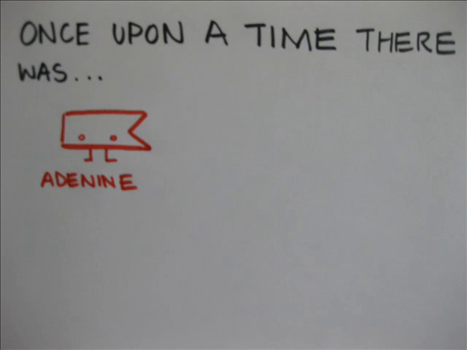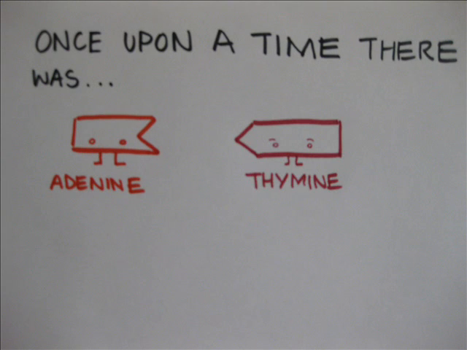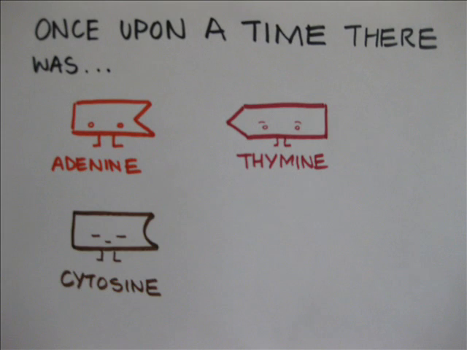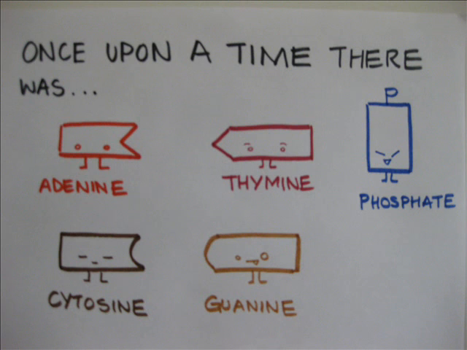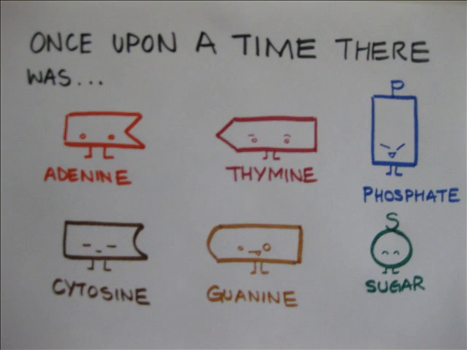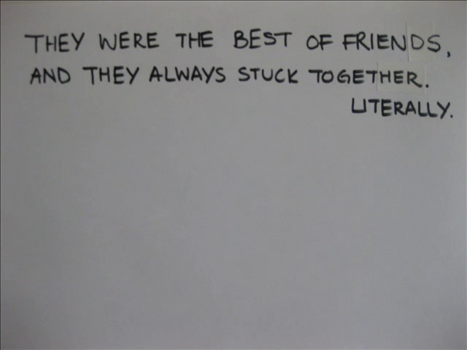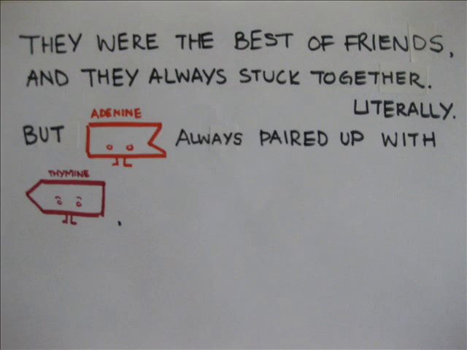Once upon a time, there was adenine, thymine, and cytosine, and, of course, guanine. Adenine and guanine are purines, and thymine and cytosine are pyrimidines. Phosphate and sugar are also present. They were the best of friends, and they always stuck together, literally.